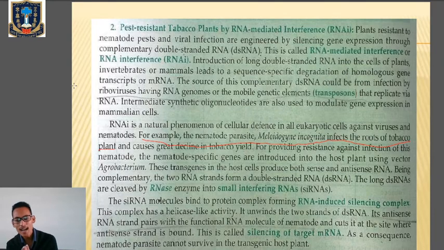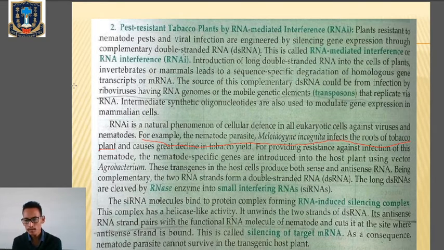Now dsRNA was mainly formed of the sense RNA and the antisense RNA, and it has been unwound due to the RISC complex. Okay. Now the antisense RNA will pair up with the functional RNA molecule of the nematode. Once the tobacco plants are infected by the nematode, the antisense RNA will go and pair up with the functional RNA of the nematode and will cut at the specific sites where the antisense RNA is bound. Okay, so this is called silencing of target mRNA.